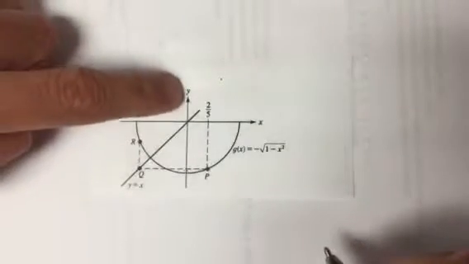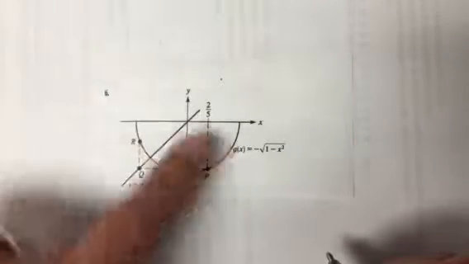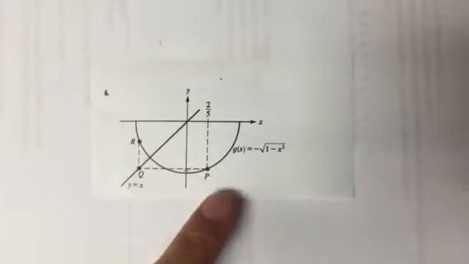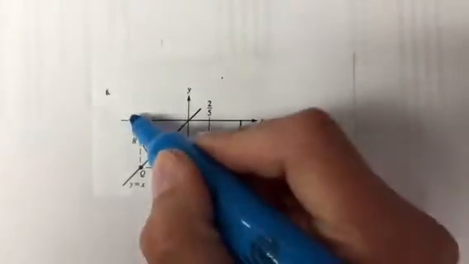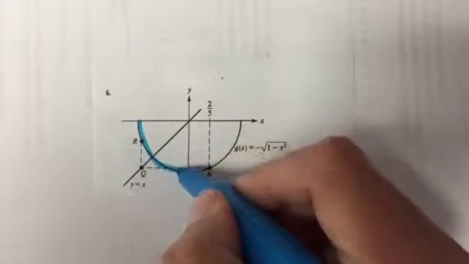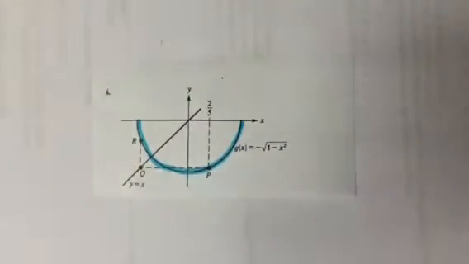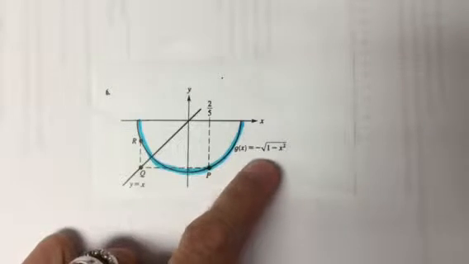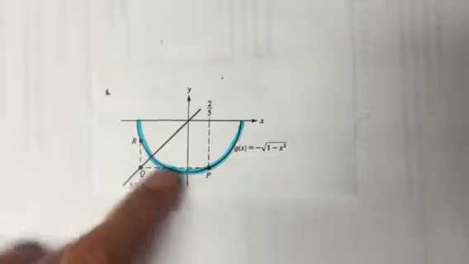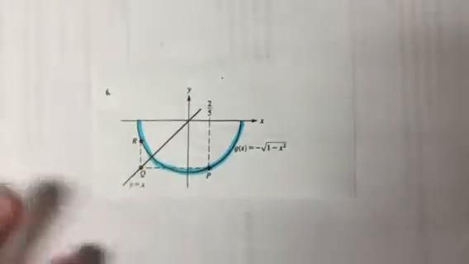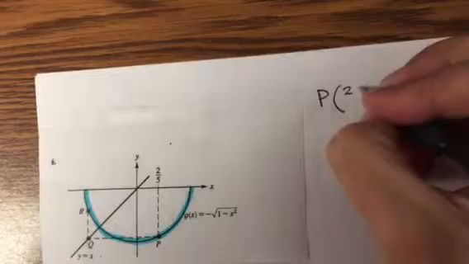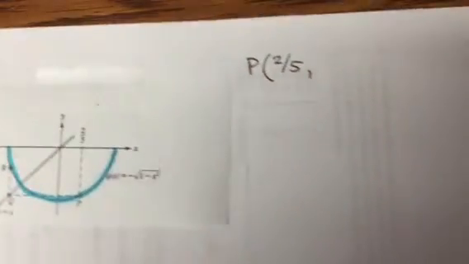So keep in mind that your Y value is everything on the Y axis and the X value is everything on the X axis. So P is on this circle here, or half circle, which we're using the formula negative square root of 1 minus x squared. So for P, the x is equal to 2/5. So we're going to look at that information there. We need to find the y.